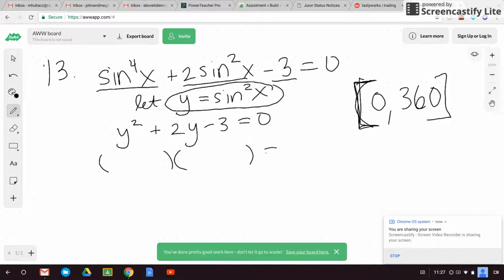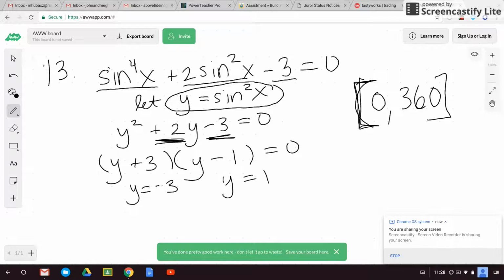We just need to think of the two numbers that multiply to equal -3 and add to equal +2. And those are +3 and -1. So I think that this is the factored form. So remember, when you have your factored form in quadratics, you've got to then set each factor equal to 0 to find the zeros. So what this means is y is equal to -3, y is equal to +1.